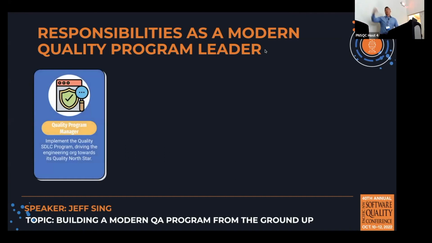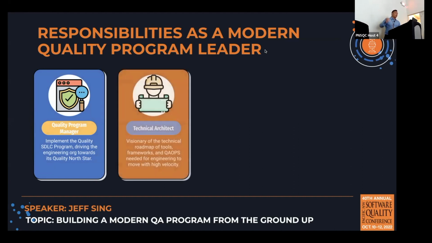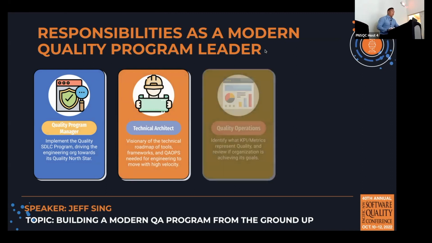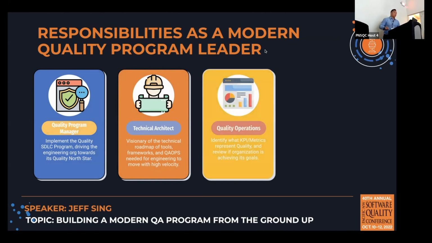People-wise, you need to be able to run the quality program, right? This is the people portion. Can you implement the quality SDLC program, driving the engineering org towards quality North Star? Technology, right? You need to be a technical architect, right? You have to be the visionary of the technical roadmap of tools, frameworks, and QA ops needed for engineering to move with high velocity. Business-wise, what is the quality operations, right? How do you identify what KPI metrics represent quality and review if the organization is achieving its goals?